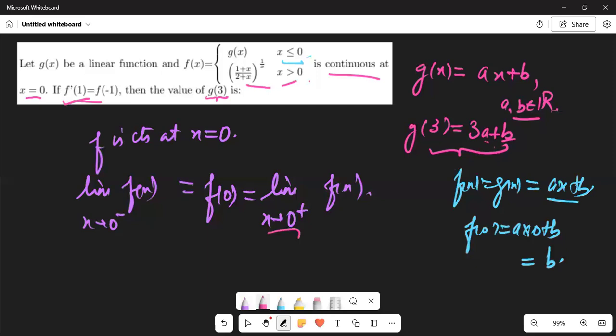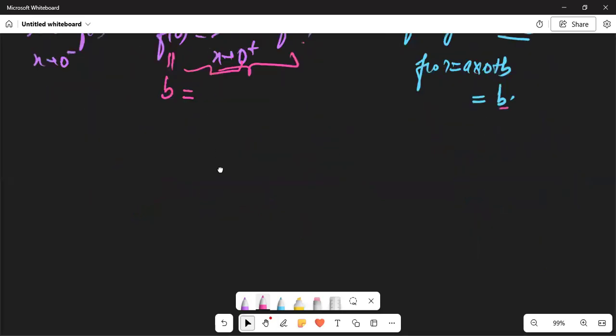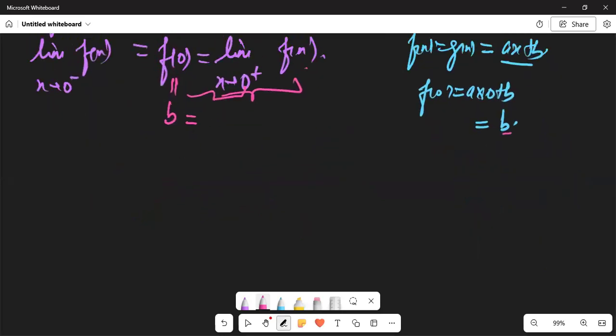And for positive values, our f(x) is given by this, (1 plus x upon 2 plus x) raised to the power 1 by x. So this is how you are going to evaluate b, because f(0) is actually b. Now, if you are able to calculate this limit, you will be able to find out the value of b. Okay? So this is the limit. So b will be given by this limit.